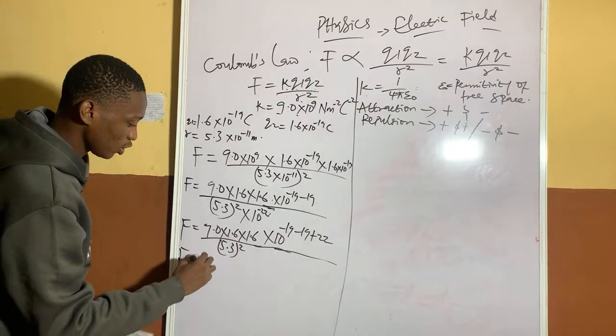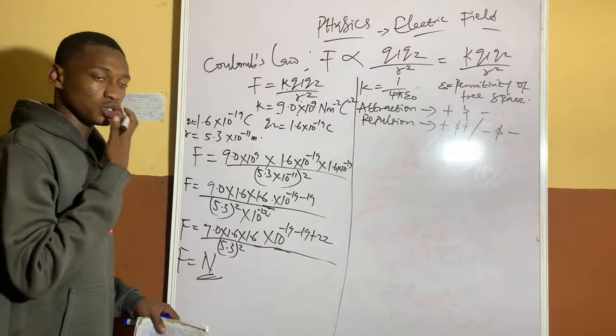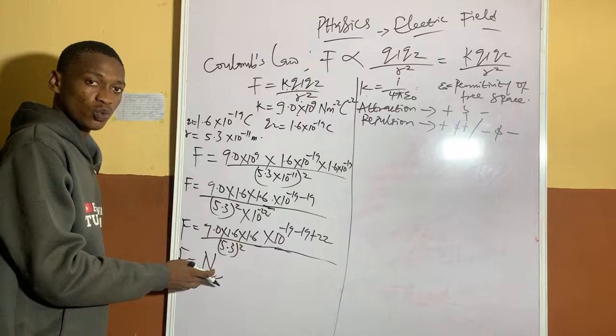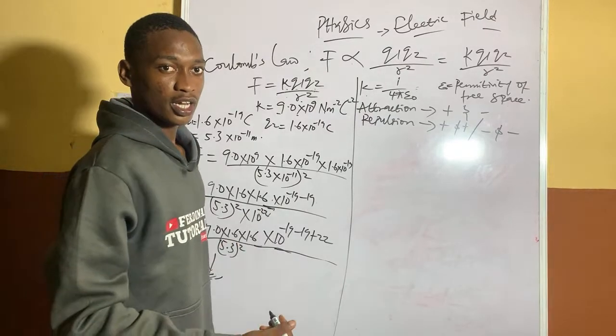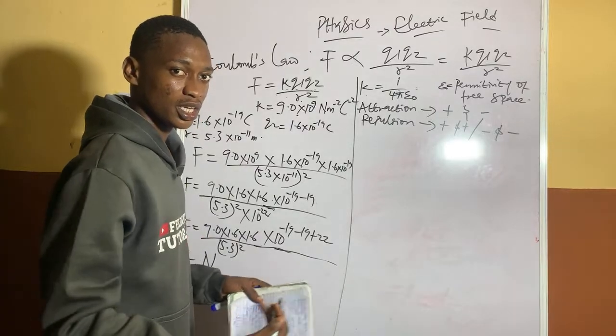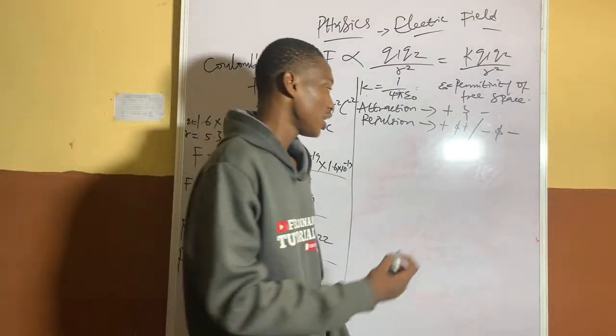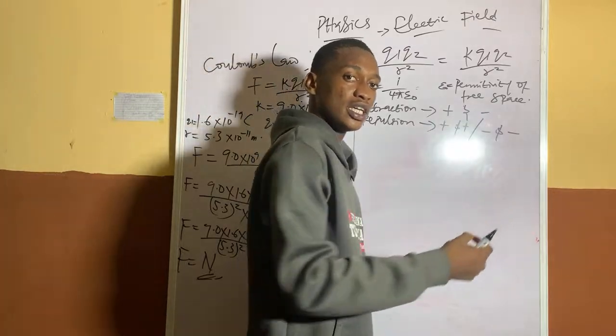My F must be in what? In Newton. I will use your calculator and then you punch. Your force must be in Newton. That is the force of what? Force of repulsion. Repulsion is when we have same charges. Are we there now? When we have same charges, like if it's plus and plus, it is repulsion.